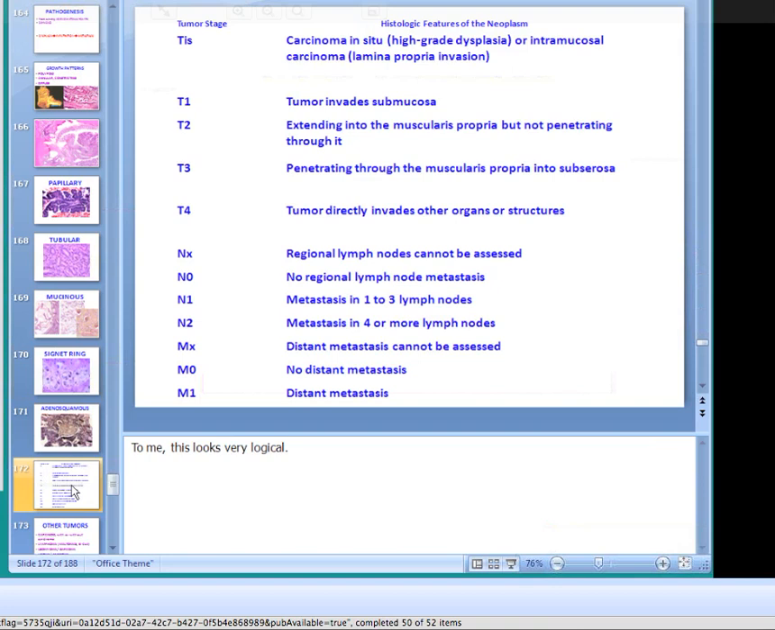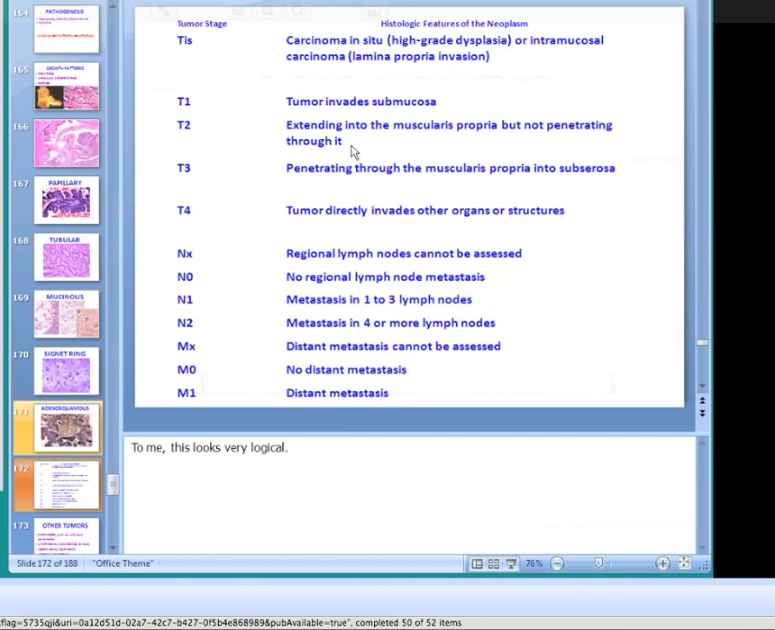Let's talk about grading. And this is very logical to me, and I hope it's logical to you. They used to have what they called a Duke's classification for bowel, and that has kind of fallen aside. A lot of old surgeons still talk about Duke's classification, but TNM is basically what everybody is pushing. If you have an adenocarcinoma limited to the mucosa, that has not breached the muscularis, you call that adenocarcinoma in situ, or Tis.